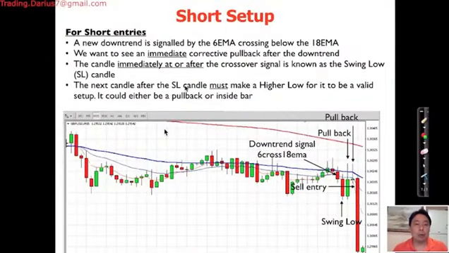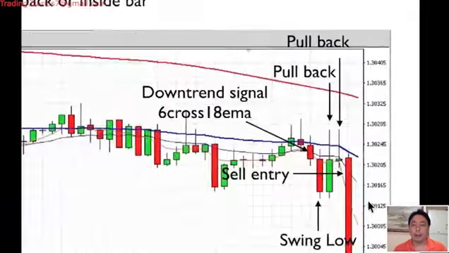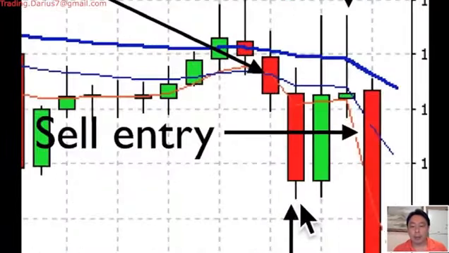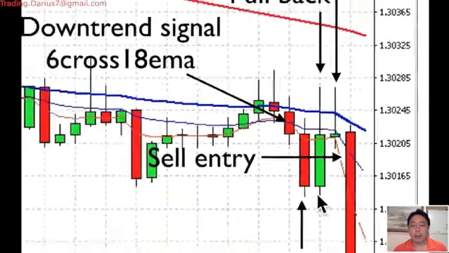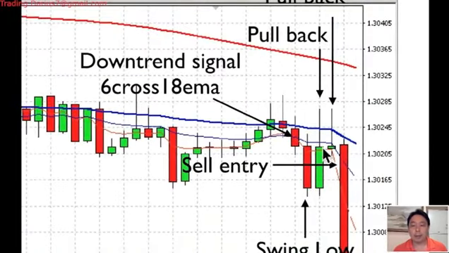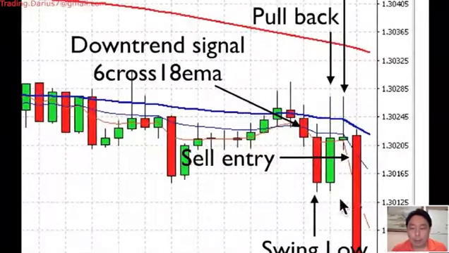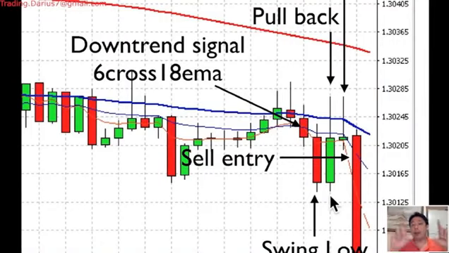Next candle after swing low must make a higher low for it to be a valid setup. It could be a pullback or an inside bar. So the next candle, what do we have? We have a candle that makes a higher low. I know it's really slight, but you can see a higher low and a higher high. Okay, so that is a pullback candle. So the moment we have got a pullback or an inside bar, we can place our sell order. And we'll place our sell order right below the low of this candle, right there. Okay, so the next candle, if it goes down, it triggers our sell order, we're in the trade.